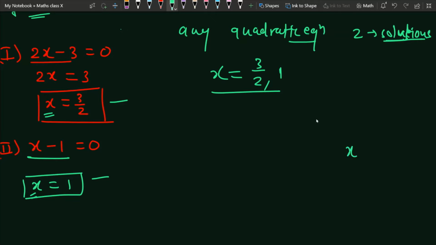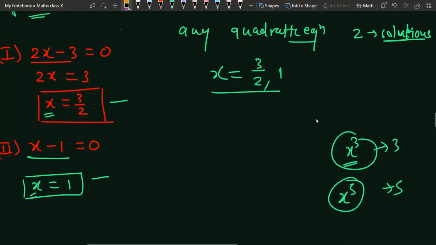The highest power of x is 3, so there will be 3 solutions. If you choose any polynomial of, say, power 5, so the variable has a highest power of 5, you will get 5 solutions. So this is the main principle.